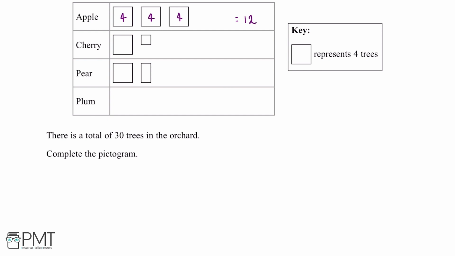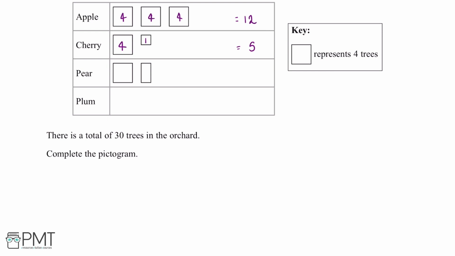There is one large square in the cherry tree row, which represents 4, and there is this smaller square. Now this smaller square is a quarter of the size of one of the larger squares, and because one of the larger squares represents 4 trees, then this means a square which is a quarter of the size will represent 1 tree. And if we add these together, this tells us that there are 5 cherry trees.